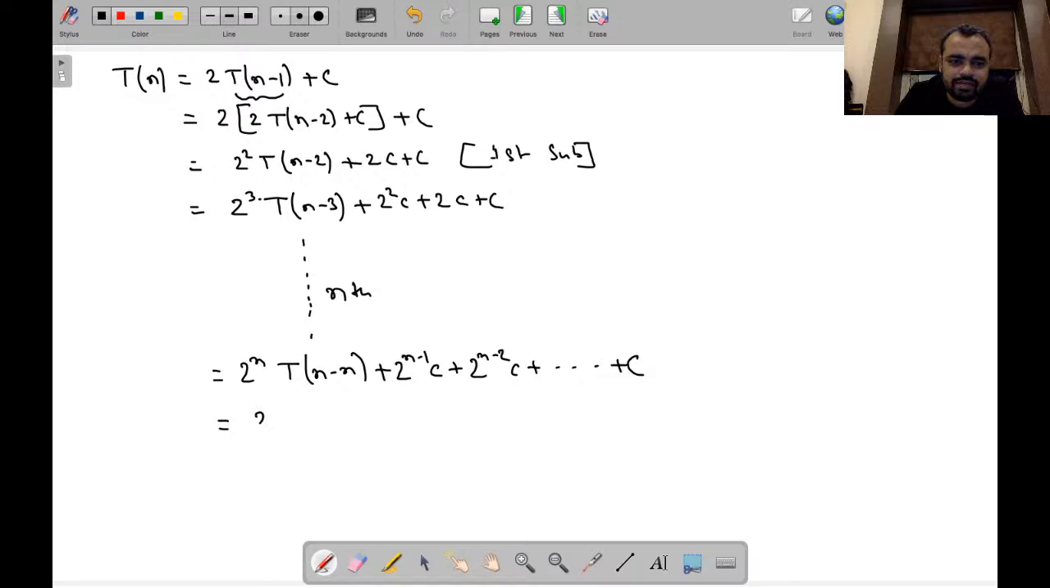Ultimately, for n values, the constant is always a constant, so take the common factor for n minus n plus c.